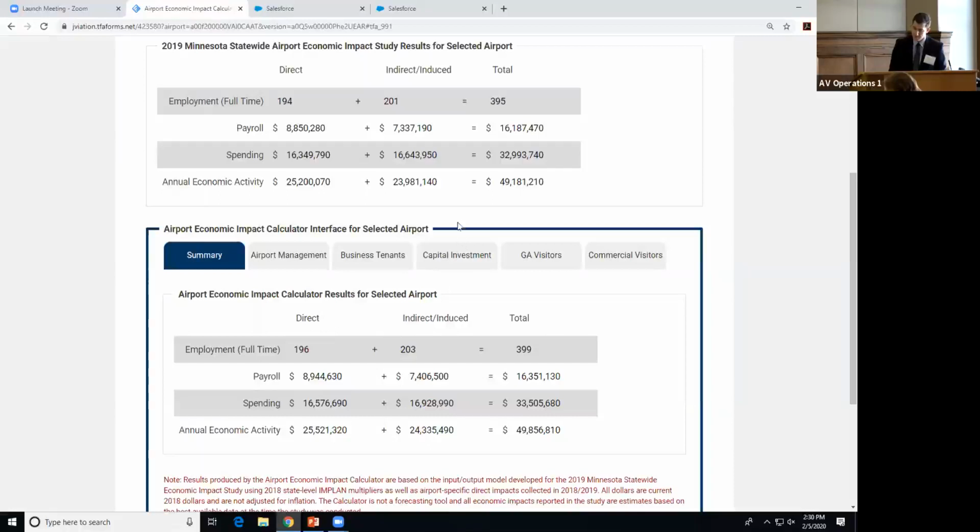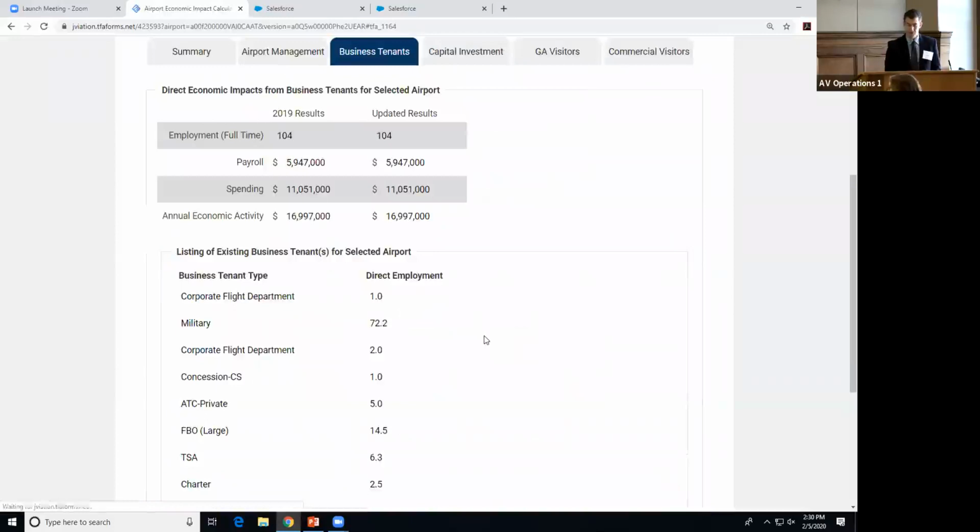And you can see we started with 49.2 million nearly. Now we have 49.8 million in total annual economic activity. So just a small change drives total annual economic activity up nearly $700,000. Now let's go to business tenants. Let's say St. Cloud, they're going to get a new tenant.